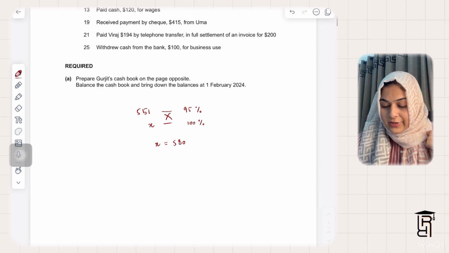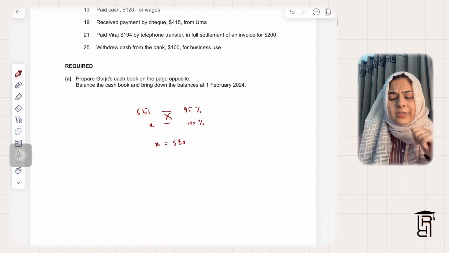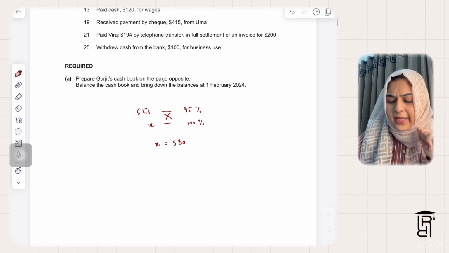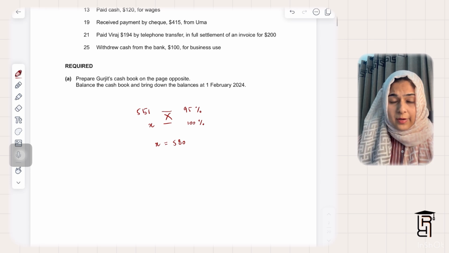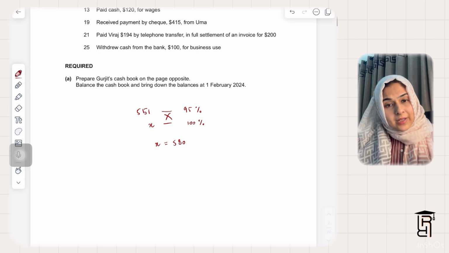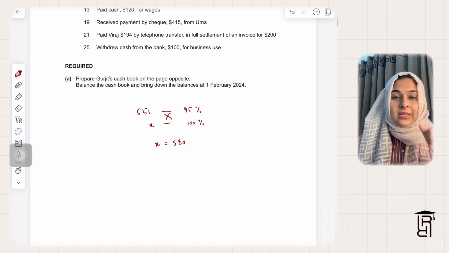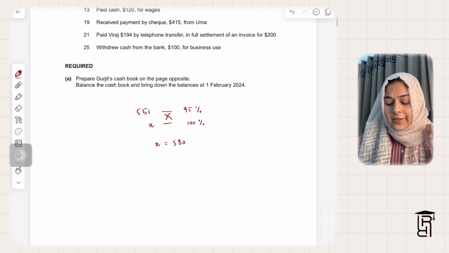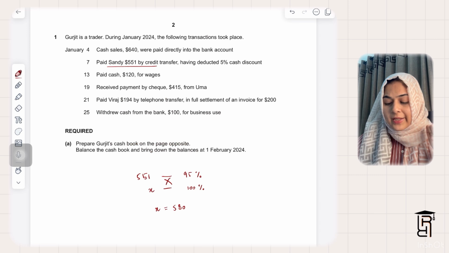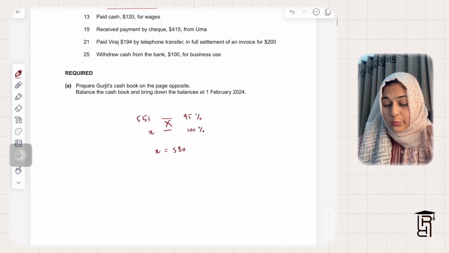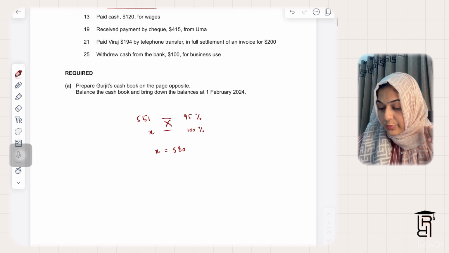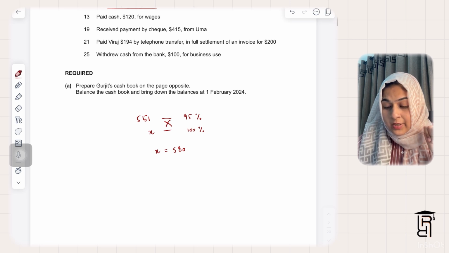Whenever we are paying our trade payable, so when we are paying Sandy, Sandy's account will be debited, bank account will be credited, also discount received account will be credited. The next transaction says paid cash 120 for wages. So when we record this on the credit side, I'll write here January 13, wages, and I will write 120 in the cash column.